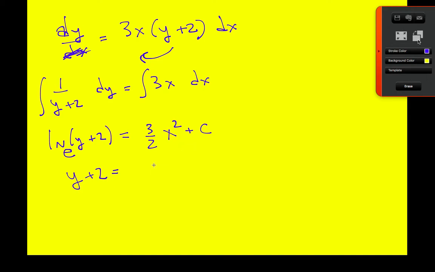But if you recall from the last video, I'll write it this time, that c sort of magically ends up in the front. Y plus 2 equals c times e to the 3 halves x squared. And final step, subtract that 2.